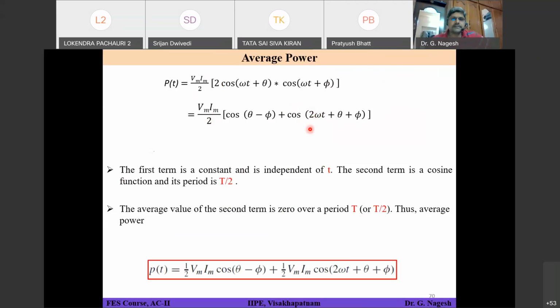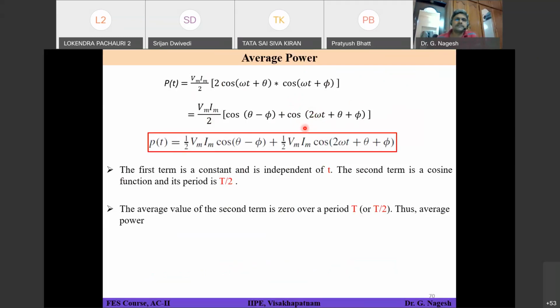So that means you have two terms. One is constant, which is not a function of time, and one more term which is depending on time, and its time period is half of your source voltage time period. So the first term is a constant and independent of time, and the second term is a cosine function and its period is T by 2.